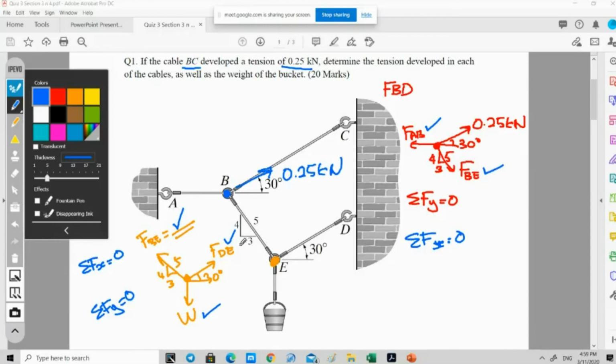So I'm just showing the main steps, because I assume you already know how to calculate the actual numbers, right? So that is how we solve this kind of question. It should be quite straightforward, inshallah.